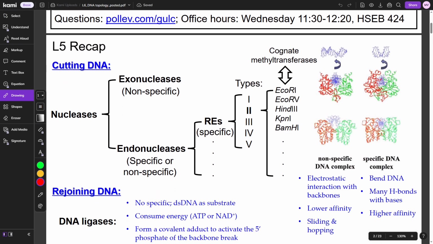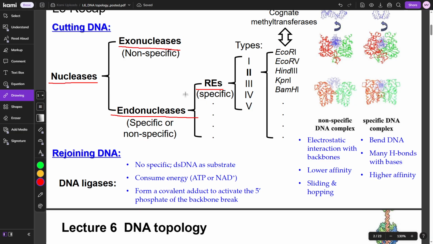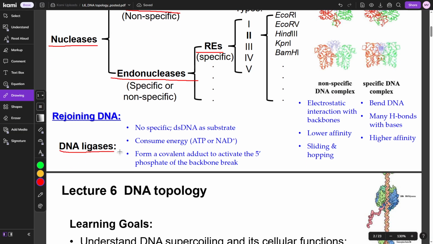So in lecture 5, we talked about different nucleases. I'm not going to go over them again, but you've got exo and endonucleases. Restriction enzymes are a subclass of endonuclease. There's a whole bunch of them. There's also DNA ligases. They connect DNA together. They use ATP or NAD+. And they're not really specific, and they use double-stranded DNA as a substrate.